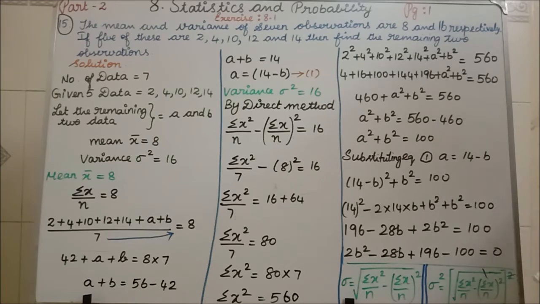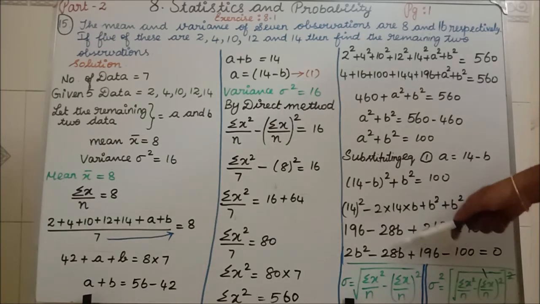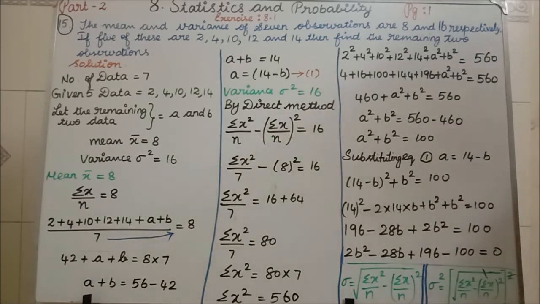So first we have to write the square term, then the b term, then only the constant term. See what I am writing? 2b square I am writing first, then the b term, minus 28b, then plus 196.